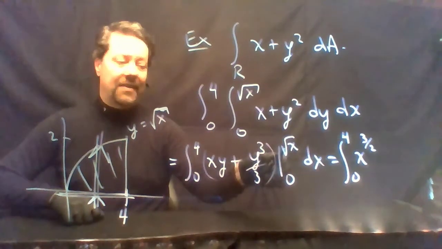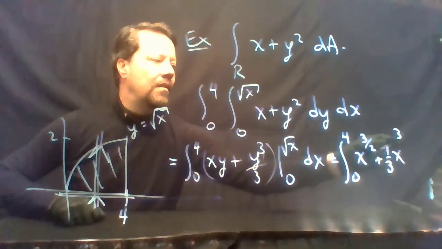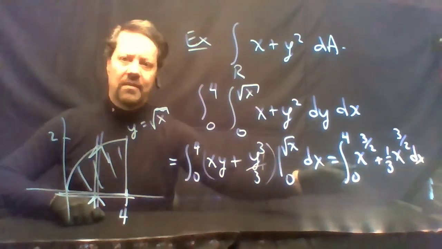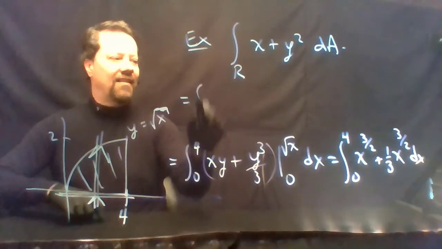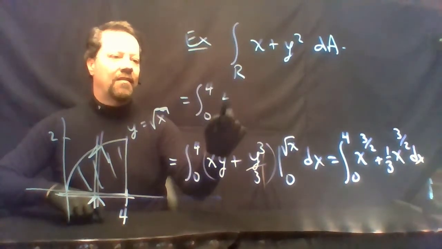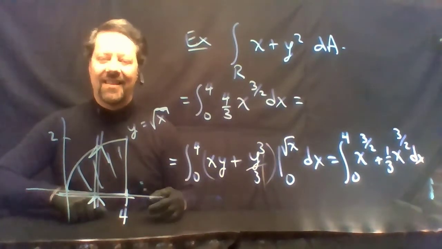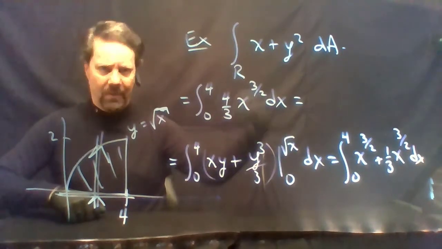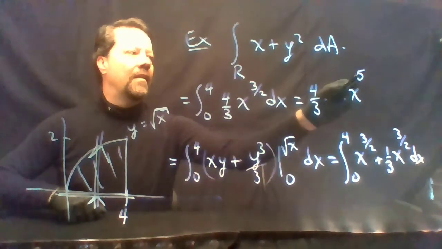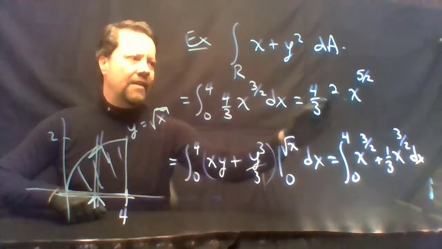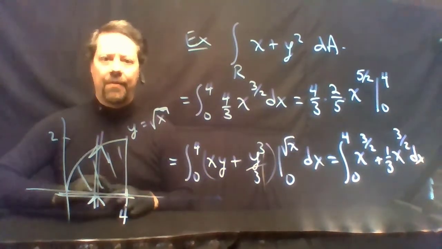But when we cube x to the 1 half, that's also x to the 3 halves. One of them plus a third of them makes 4/3 of them. Now, the fundamental theorem of calculus, you add 1 to the exponent, and divide by the new exponent. That'll give us a factor of 2/5, evaluated from 0 to 4.